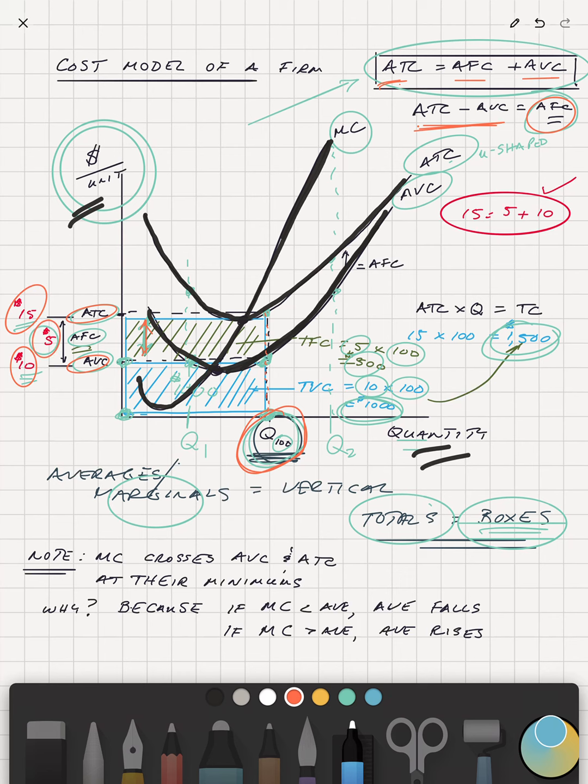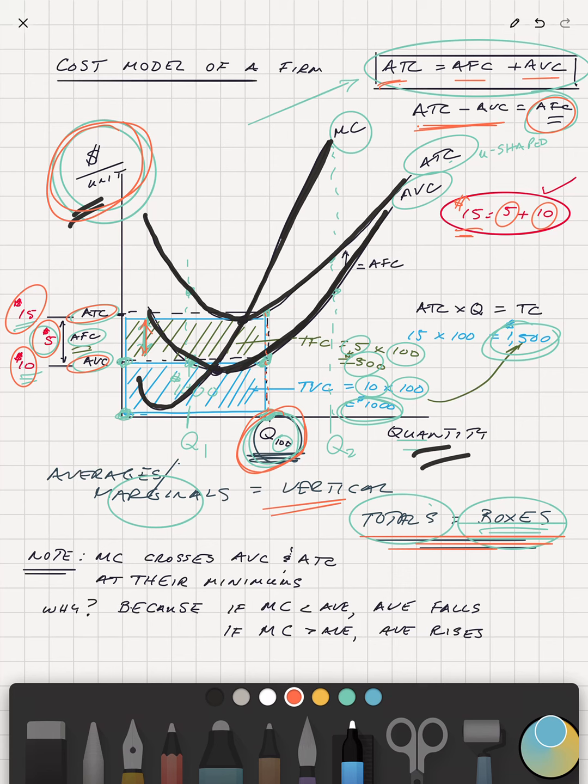Does the math work out? Yes, it does. Here's the $5 in fixed cost on average and the $10 in average variable costs. The math does work out. So a little hint or word of advice, anytime you're looking for averages or marginals, you find them on the vertical axis. Okay? Anytime you're looking for totals, you get totals by boxes.